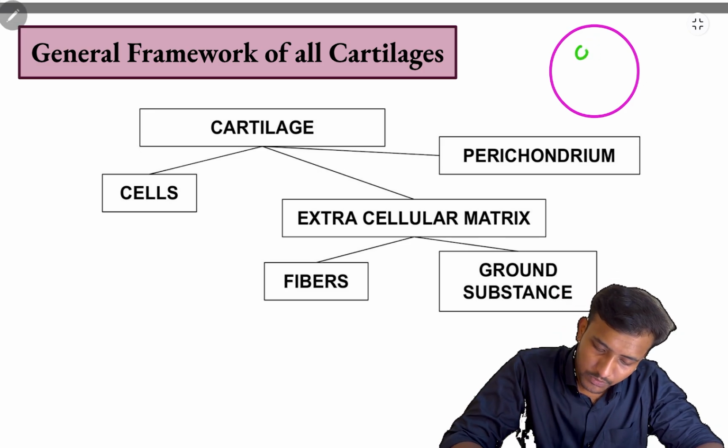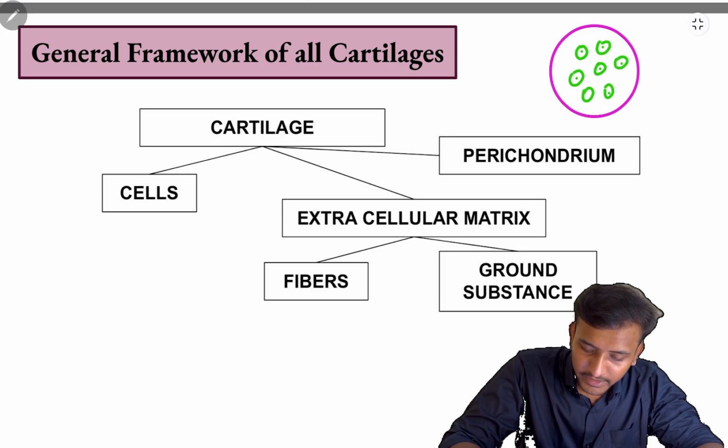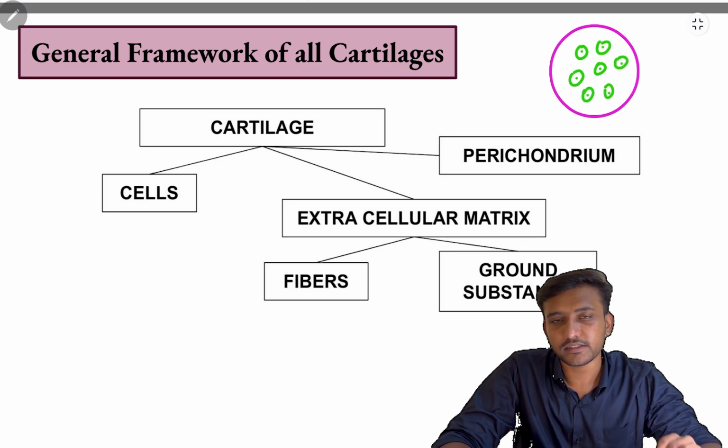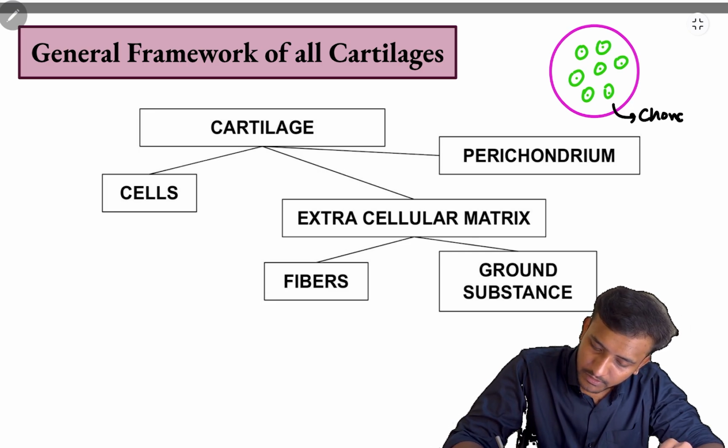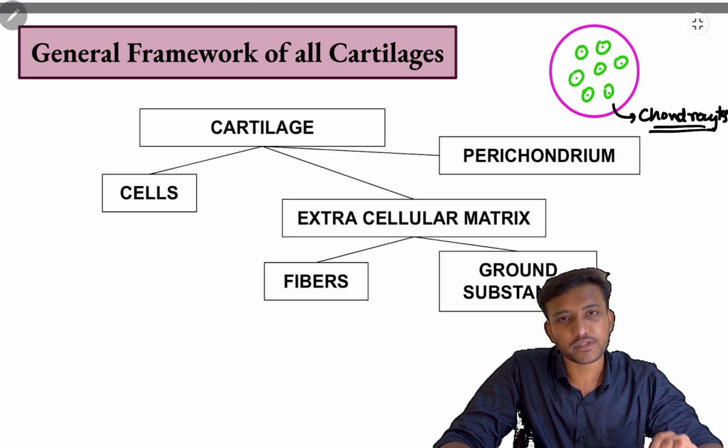That will be having its own cells, right? It will be having the cells, yes. And these cells, particularly in the cartilages, have been named chondrocytes. Now what are those cells which are present in your cartilage, guys? They are called chondrocytes.